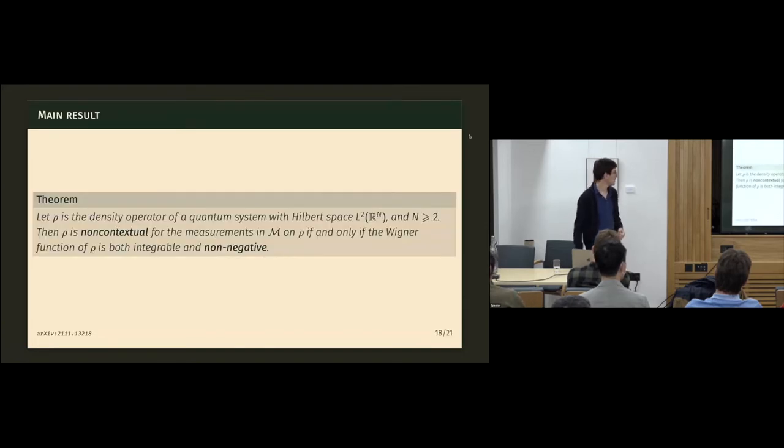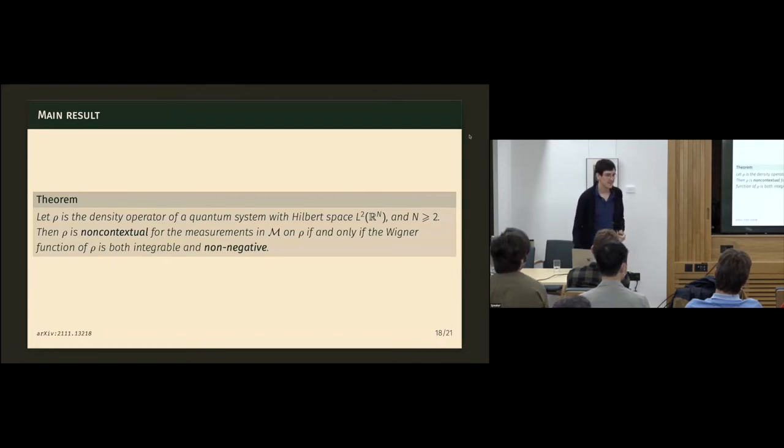And so this is a theorem. Basically it says that whenever you have two particles or more, your state rho is non-contextual for the measurement scenario if and only if the Wigner function is, and you need to assume, crucially, that it's integrable, non-negative. So you have the equivalence result.